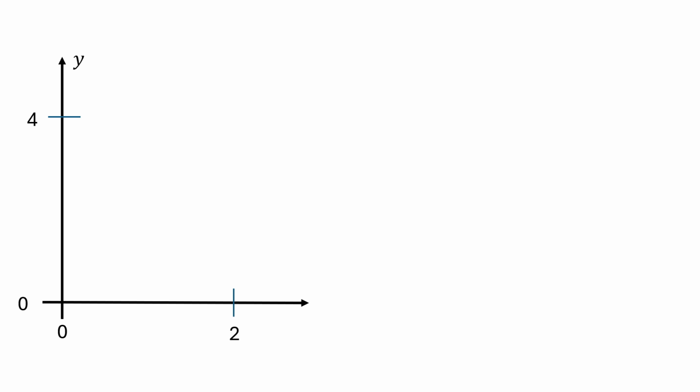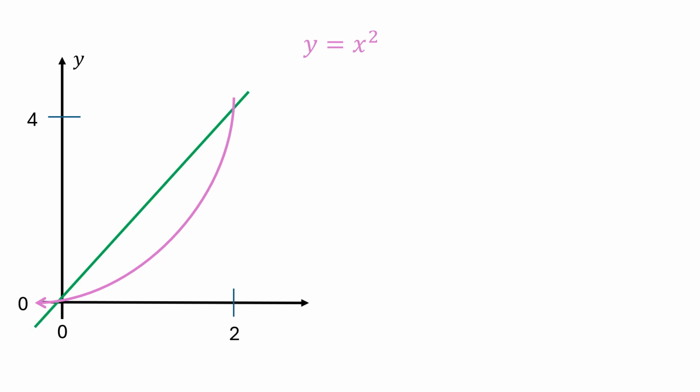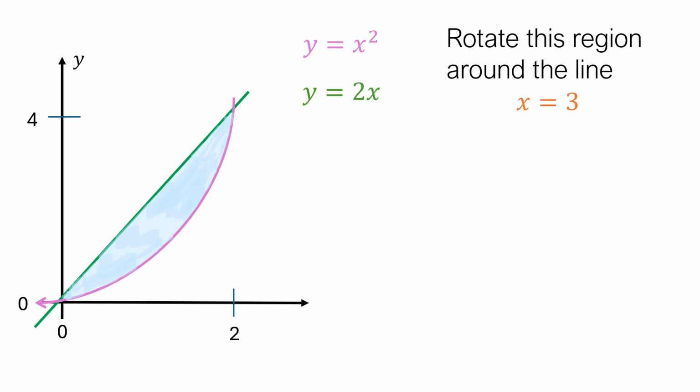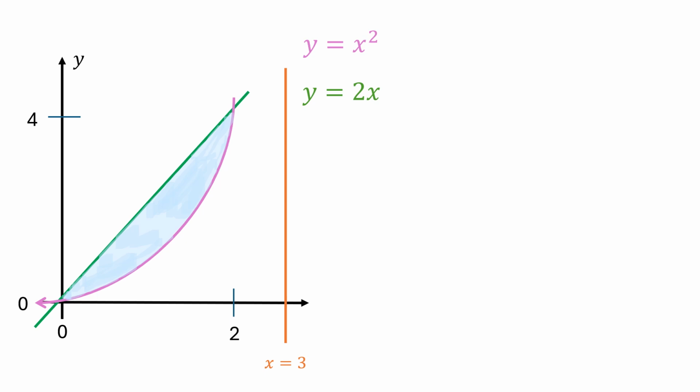So suppose we have two graphs. We have y equals x squared and we have y equals 2x. And their intersection forms this region here. And we're going to rotate it around the line x equals 3. And we're also going to use the shells method for this video.